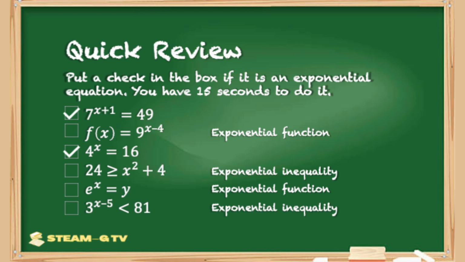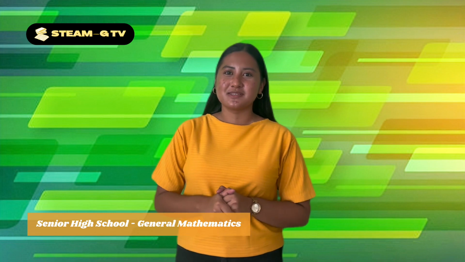So first, among the given above, 7 raised to the power of x plus 1 is equal to 49, and 4 raised to the power of x is equal to 16 are exponential equations. They are equations involving exponential expressions and consist of only one variable. Math Husay! Now that you already have the basic knowledge of what an exponential equation is, let's now start discussing solving exponential equations with word problems.